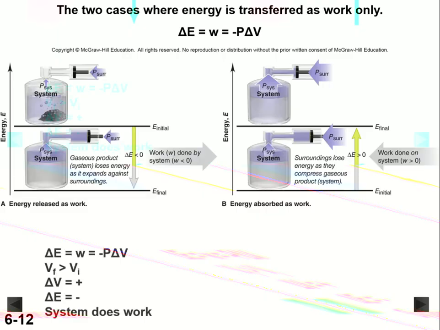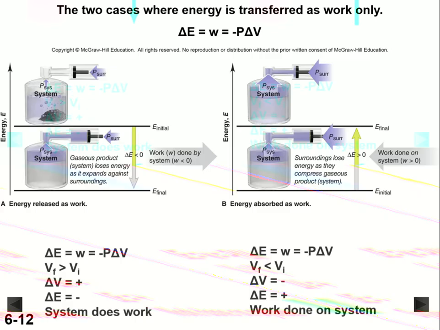So let's write these out. For the first case, delta E is equal to W equals minus P delta V. V final is greater than V initial. This is the expansion case. Delta V is positive. If delta V is positive, minus P delta V is negative. Therefore, W and delta E are negative. The system does work.